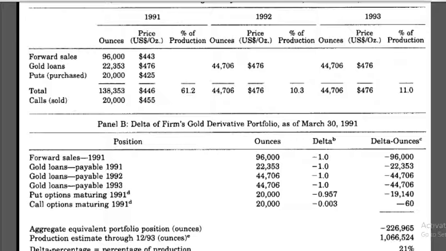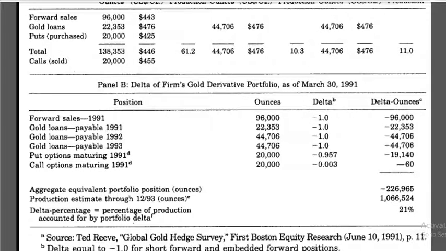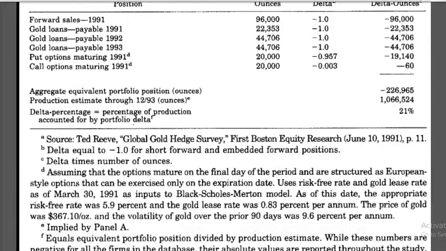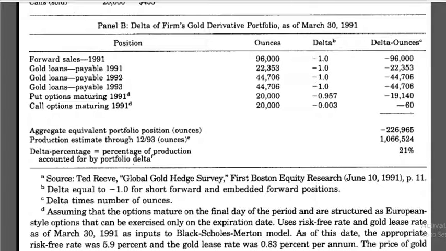So how many shares, or how many of this value did we hedge? So this is 0.003 minus 0.957. So delta ounces. This is what we hedged, with negative aggregate equivalent portfolio position in ounces, production estimate through 12/13. This is the production estimate for the 3 years, and if this is what we hedged in 3 years, the percentage of production accounted for by portfolio delta is 21%.